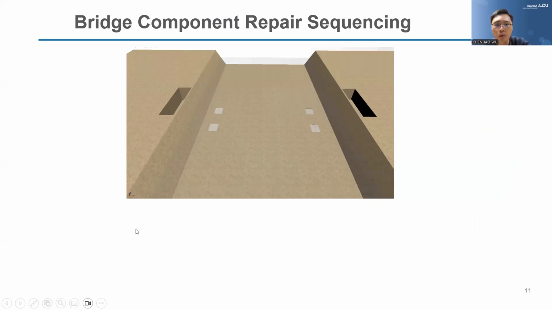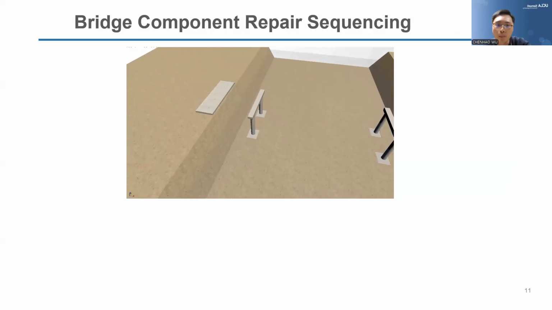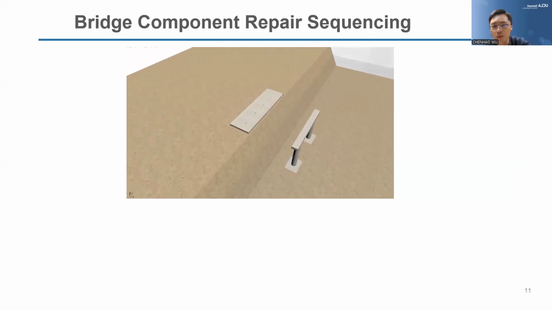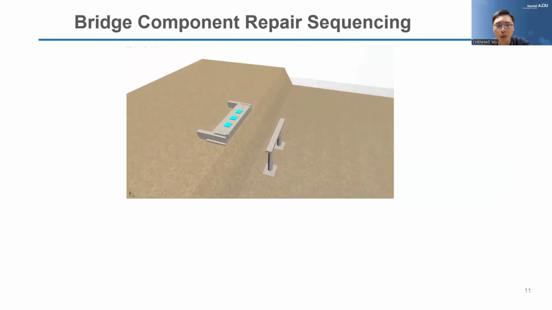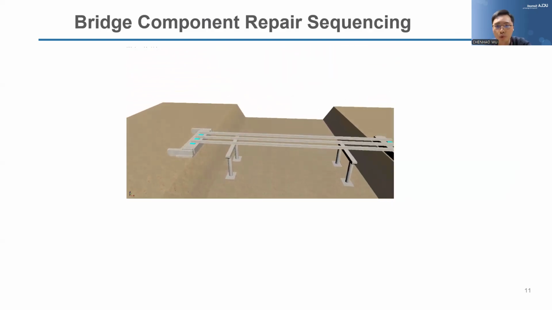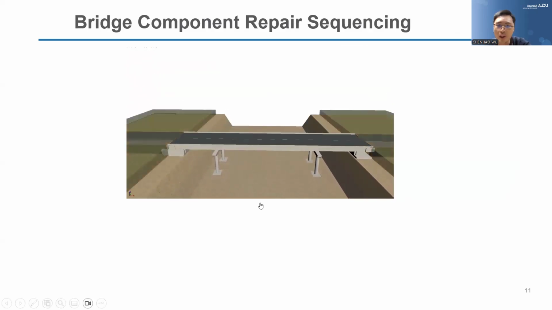First, you need to insert the column foundation, and then column, and next, this is the bridge girder. And if you look into the abutment, the first is the abutment foundation, and then you need to construct the abutment seat. And next, you're going to construct the back wall. So here you put this bearing onto the seat. Then here is the bridge girder, and finally you put a deck, and everything is done.